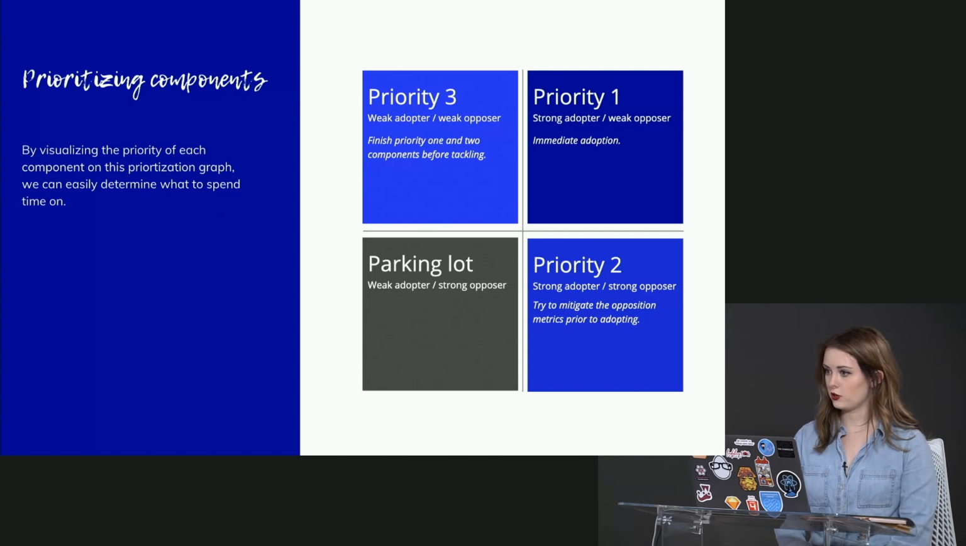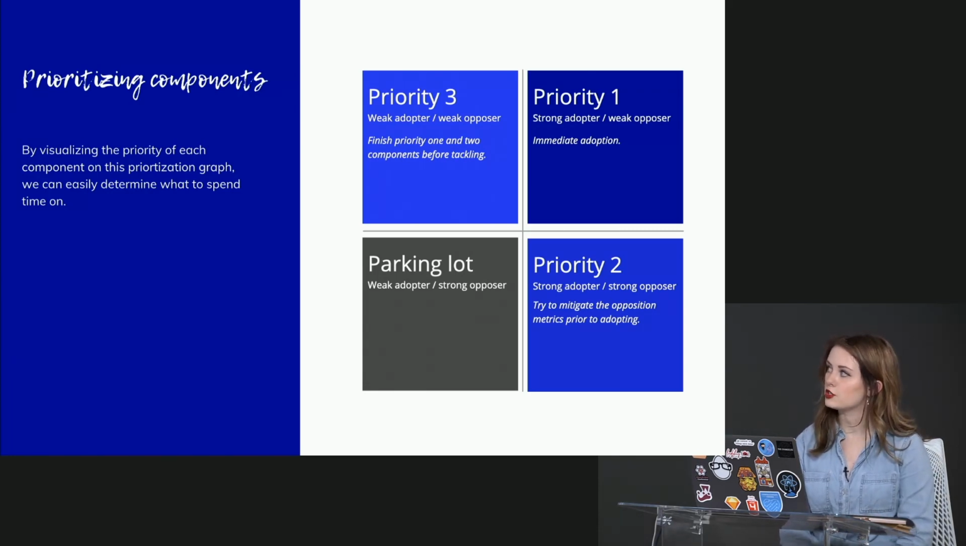So maybe it's going to require a lot of maintenance. In that case, maybe try to mitigate that opposition. The nice thing about this is you can point to exactly the opposition metric that's the issue. Like you can say, oh, maintenance is going to be a huge issue, or I don't remember what my other metrics were, but you can point to the exact metric that is the problem and maybe try to do something to fix that and get it up into the top right quadrant.